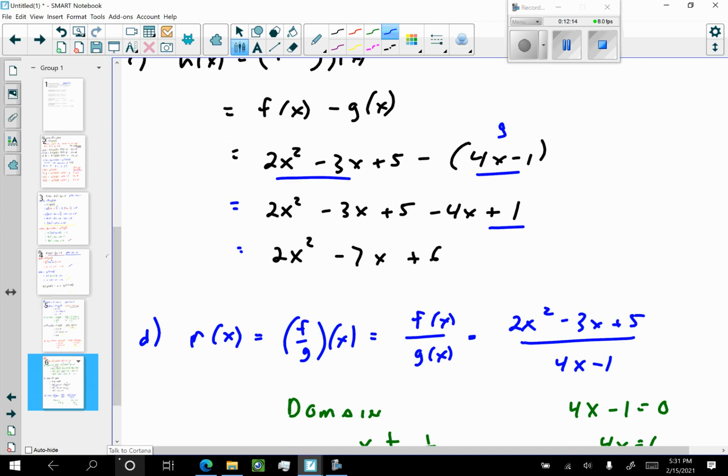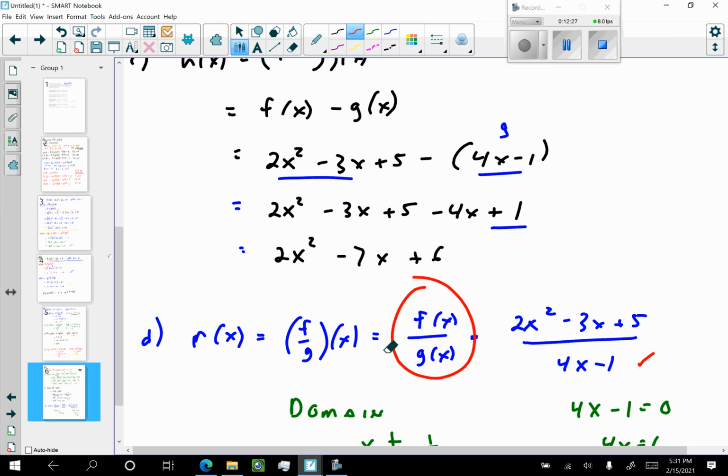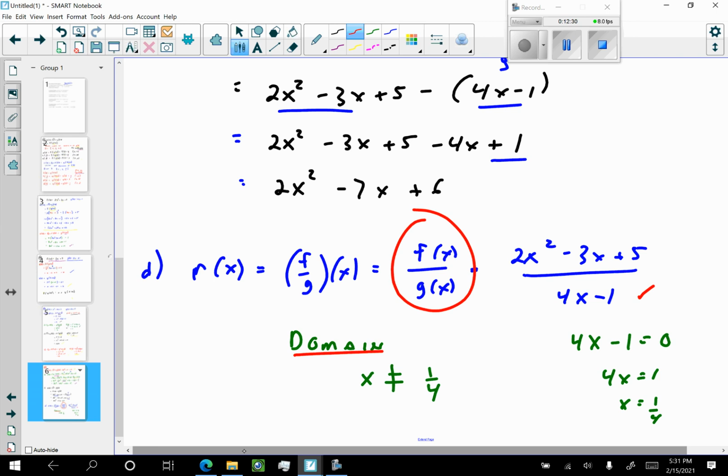r of x is going to be f divided by g. f is 2x squared minus 3x plus 5. g is this linear. And what do I have to do when I find a quotient function? I have to check the domain. And what happens with the domain? The denominator cannot be 0 because you cannot divide by 0. So I set the denominator equal to 0. Solve this little itty bitty equation. Add 1. Divide by 4. So x cannot equal 1/4. And that's the domain of this quotient function.